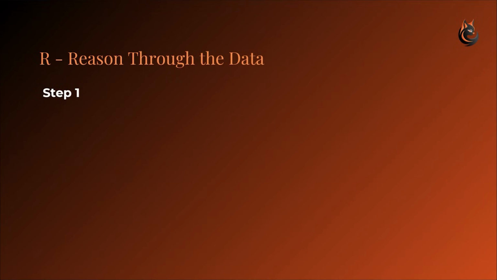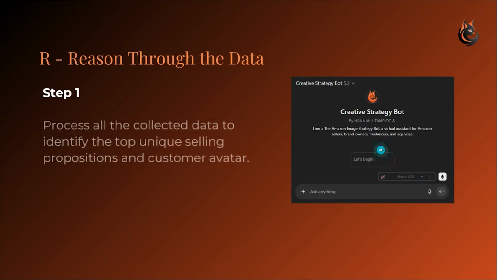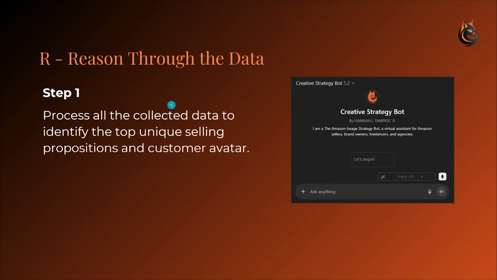All right. So next is reason through data. The first step here is to process all the collected data, because we have gathered a lot, right? Just a recap, we have gathered the customer reviews, we have gathered the Amazon search results from the US, Germany. You can also gather from UK if you want to. We also gathered Rufus questions. We have gathered product page screenshots and all the brand information that you have. So process all the collected data using ChatGPT.